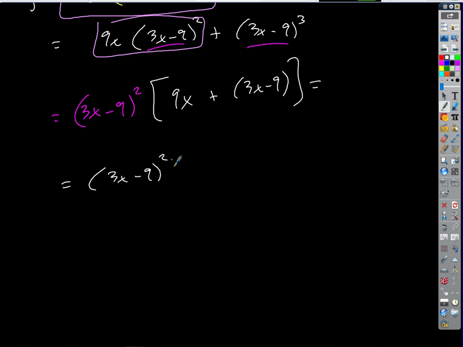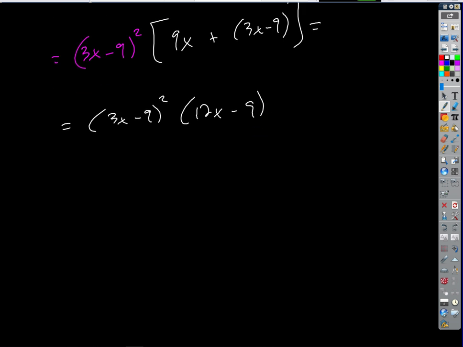So I'm going to get 9x plus 3x is 12x minus 9. I could factor out a 3 if I wanted. And you can factor out a 9 of the first one, leaving you with x minus 3. So 3 times 9, you get 27.